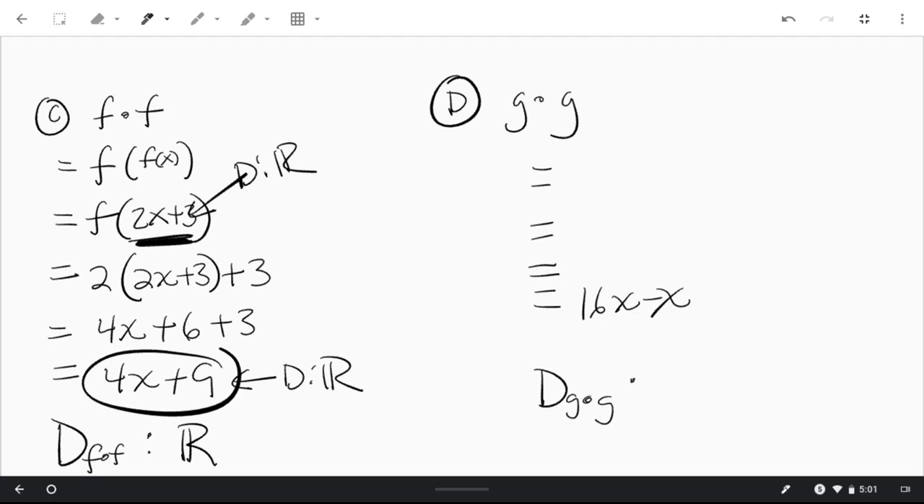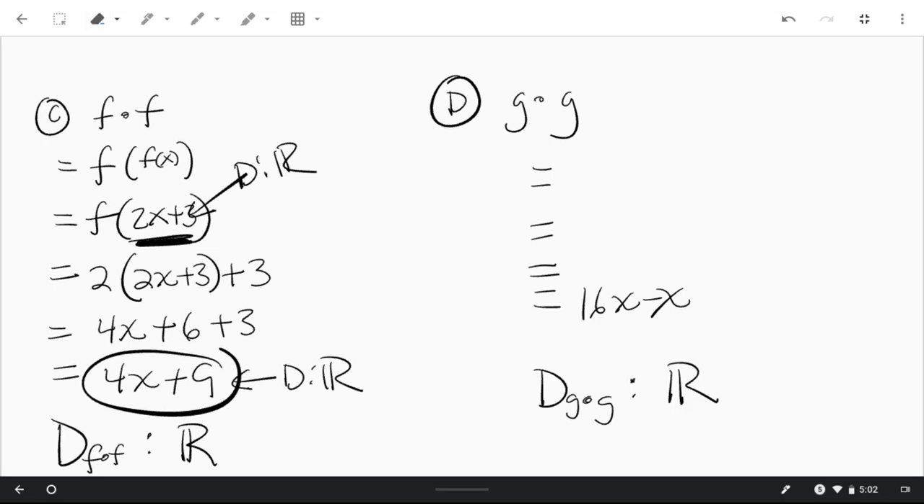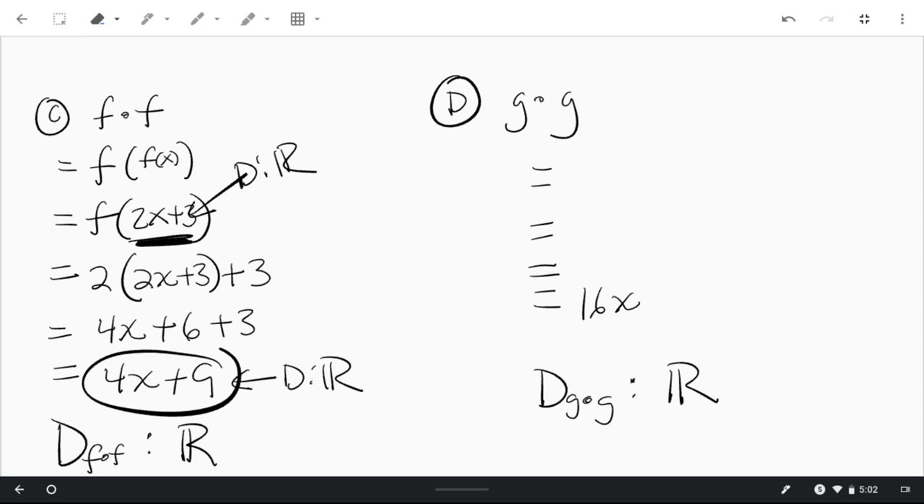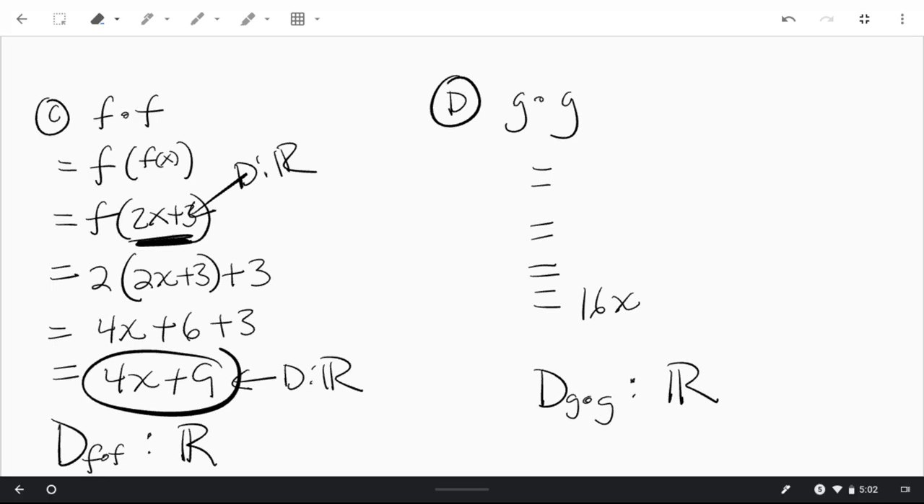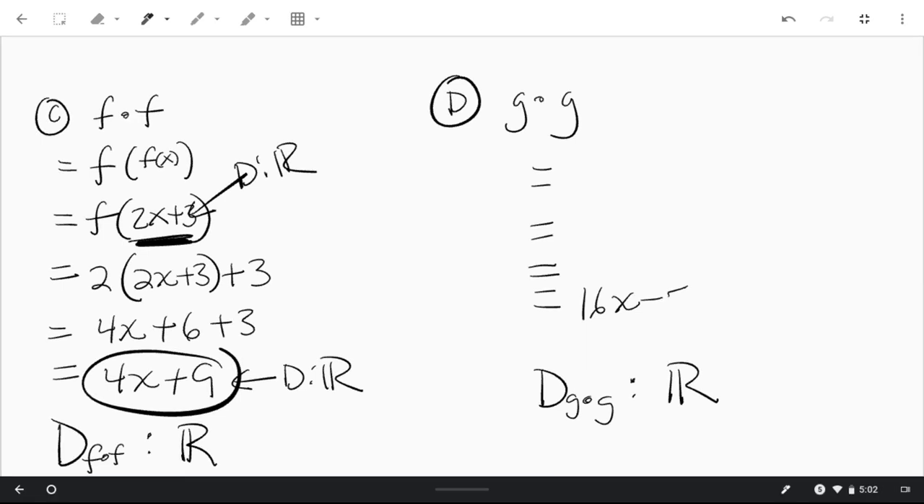There were no restrictions. That's supposed to be a 5. Hold on a second. 16x minus 5. Come on. This thing is kind of glitchy. Okay, a lot glitchy. Okay, 16x minus 5.